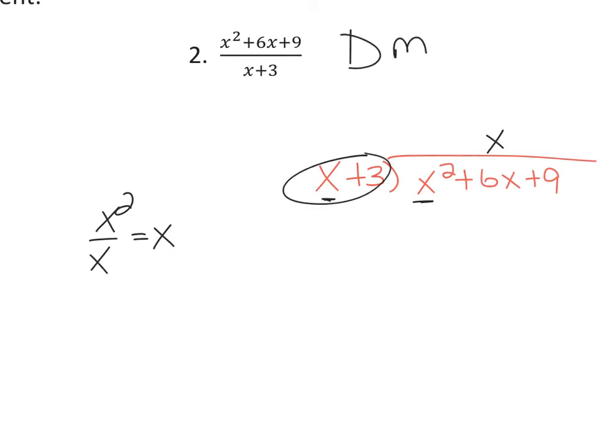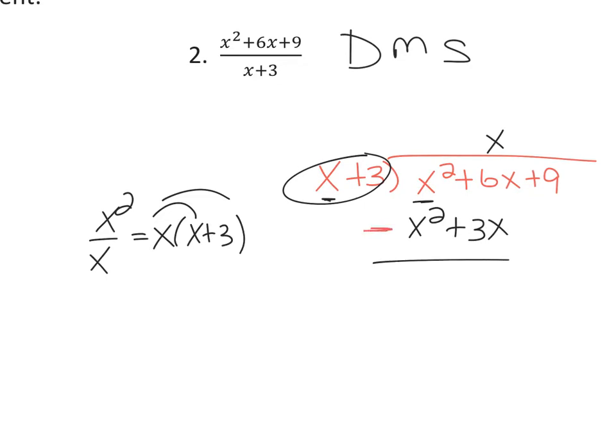By what is this? x plus 3. This will distribute in. I'll get x squared plus 3x. Next step is to subtract. Change both signs, this sign and this sign. These will cancel. You'll end up getting 3x plus 9. Okay. And then the whole process starts all over again.